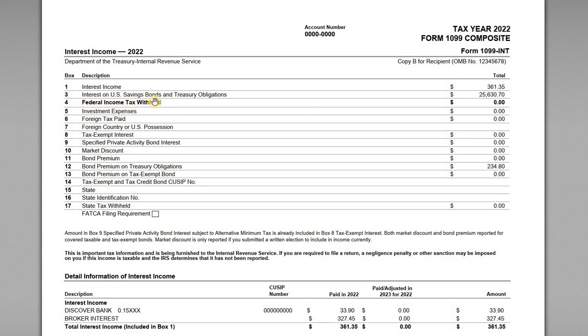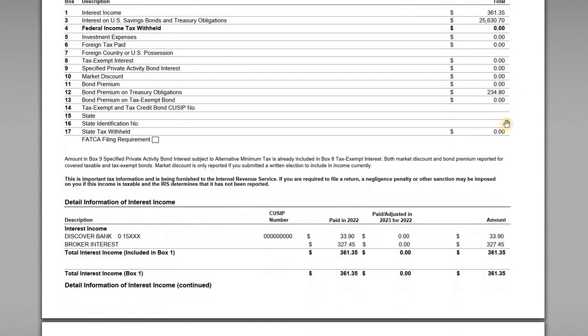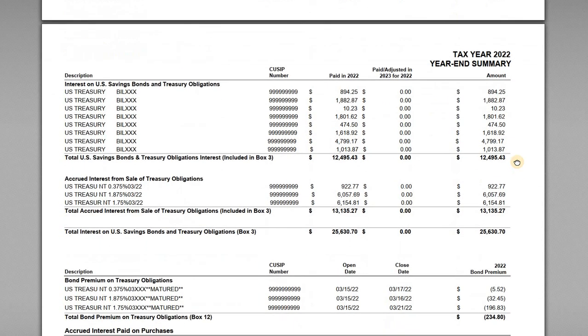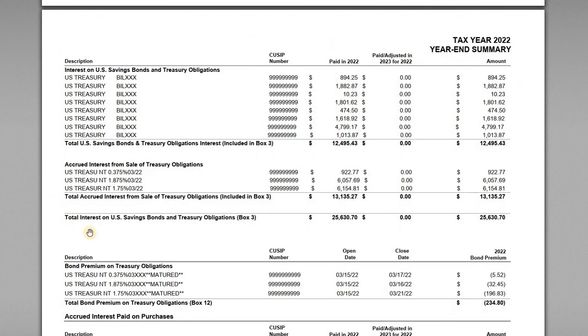And then in box 3, we have interest from our savings bonds and treasury obligations. So the total, $25,630.7. That's reported on Schedule B, right? That's the gross amount of interest income coming from these treasuries. Now, when we look at the detail as to how that's made up, we can see that reported here in this top half section.